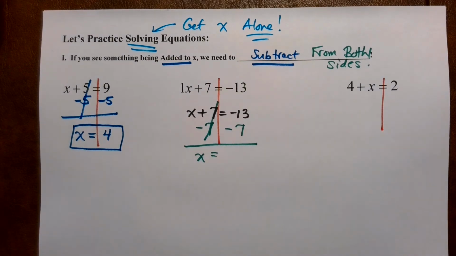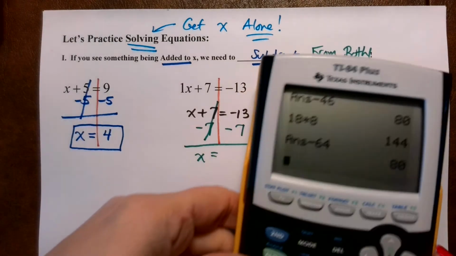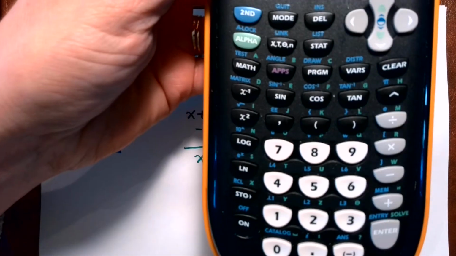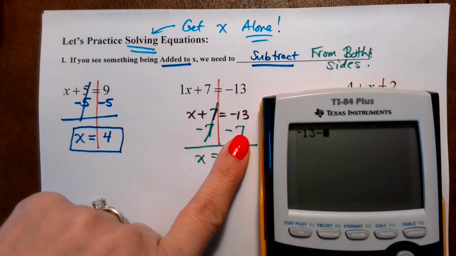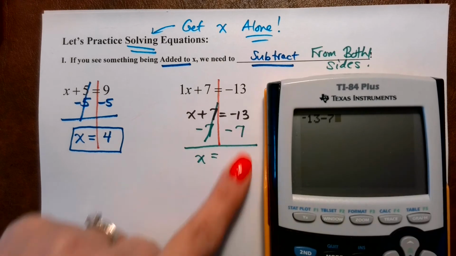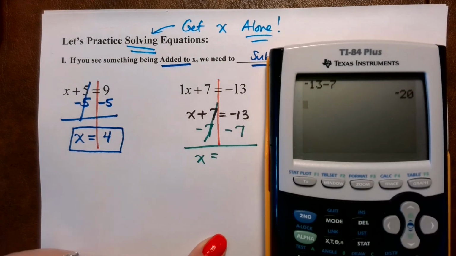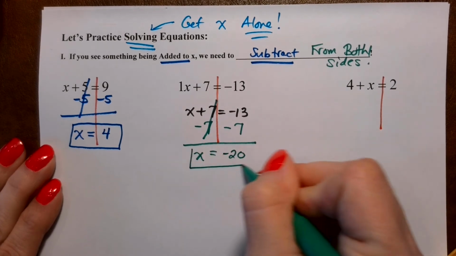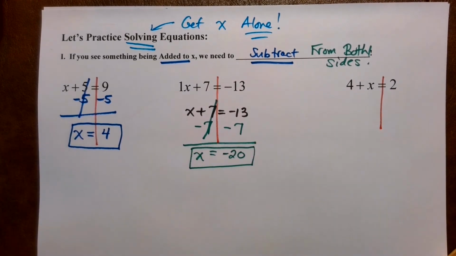When you type this in, okay, the first thing you have to type is a negative 13. Make sure that you get that little negative sign from the bottom. And then we're going to say minus 7. So one's a negative sign, one's a minus sign, and the answer is negative 20. X equals negative 20. Okay, last one.